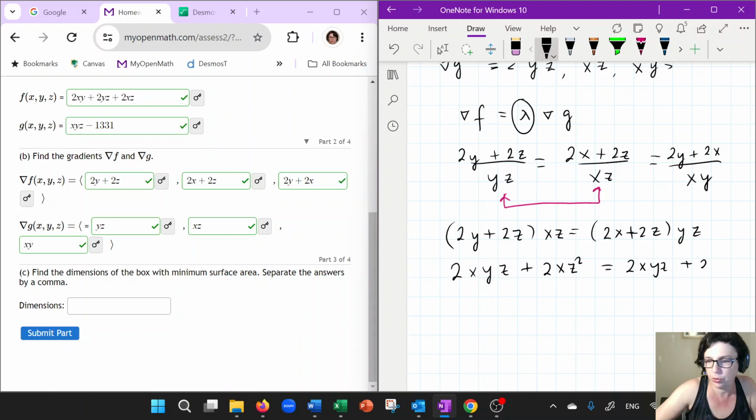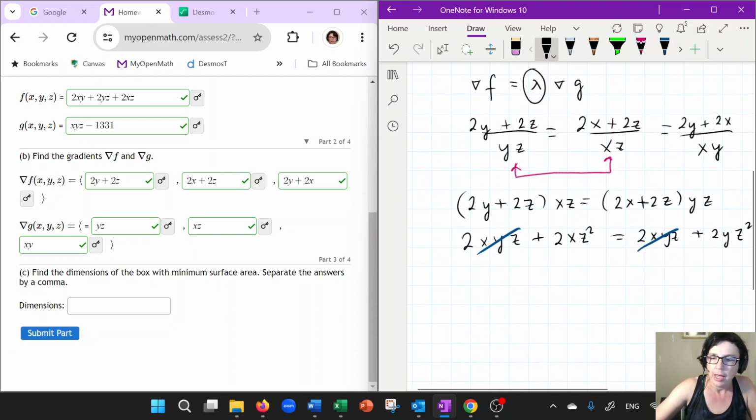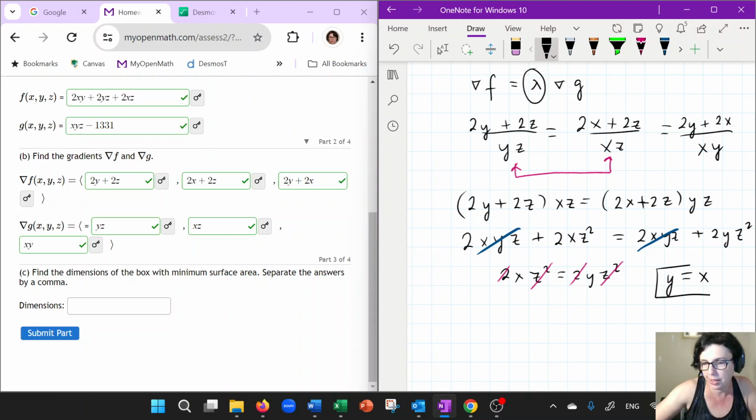2xyz plus 2yz squared. Okay, now look at what happens here. Both of these have 2xyz, so we can just subtract them from both sides and that's going to disappear. And then we wind up with 2xz squared equals 2yz squared. And we can cancel the z squared on both sides and the 2 on both sides. And guess what we get? We just get y equals x. Okay, so that's the relationship.